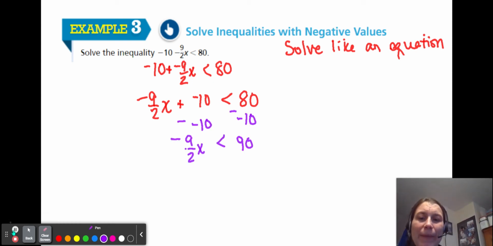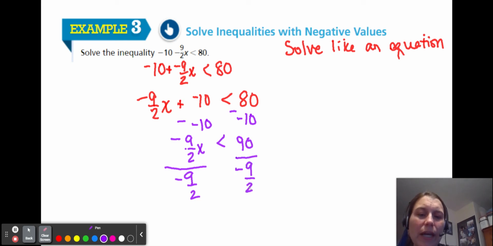So the first step, because I'm adding a -10, I subtract a -10 from both sides. Or I could have just added 10 to both sides, because that's the same thing as subtracting a -10. Either way, 80 minus -10 is 90, just like if I would have added 10, I would have got 90. So the next thing I'm going to do is divide by the coefficient, or I could multiply by the reciprocal. I'm just going to divide by the coefficient because that's what I see most of my students doing. So they divide by 9/2 and divide by -9/2.